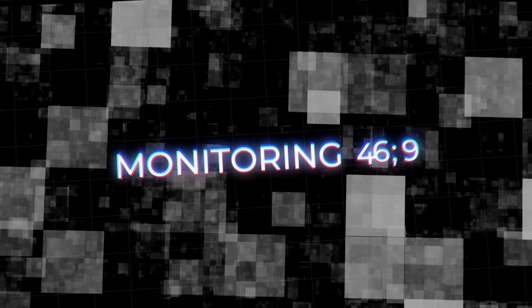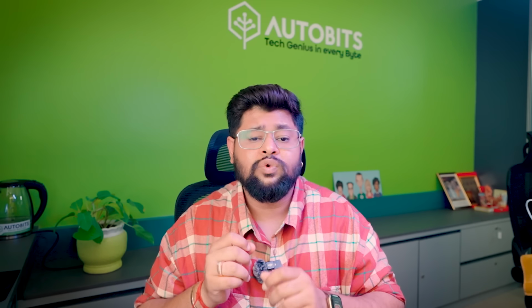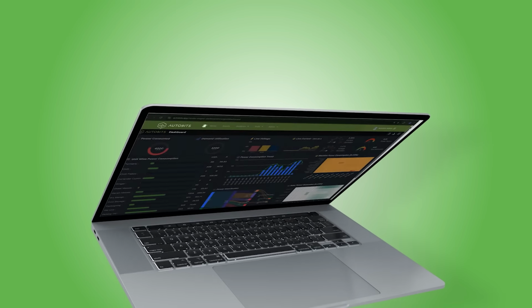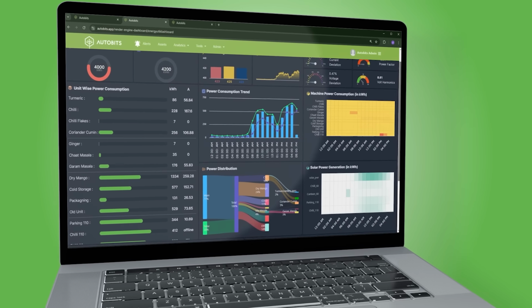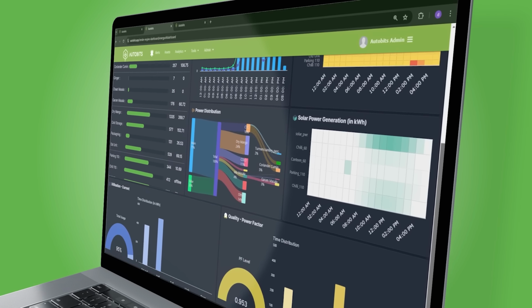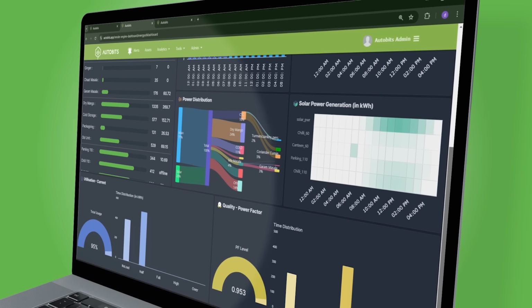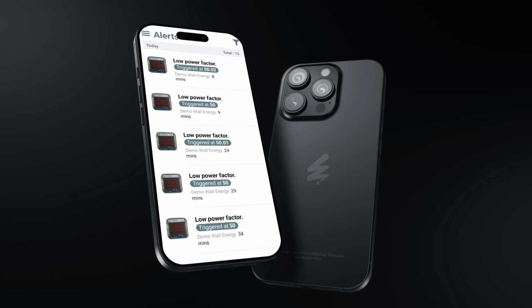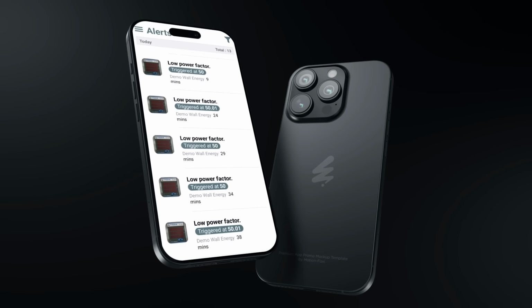How do you solve this problem? You can solve it with energy monitoring. You might ask, how does energy monitoring help? It starts by connecting energy meters to a centralized dashboard. These meters measure key parameters like voltage, current, kWh, kVA, power factor, harmonics, utilization, and losses, all in real time. Now imagine this: you get an alert on your mobile phone the moment your electric motor draws extra current, or maybe your power factor drops below optimal levels.